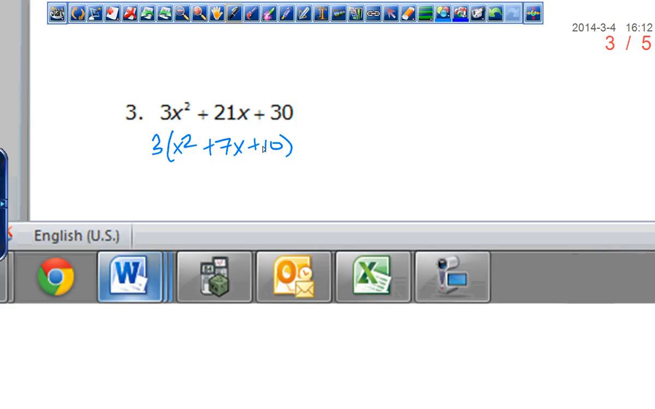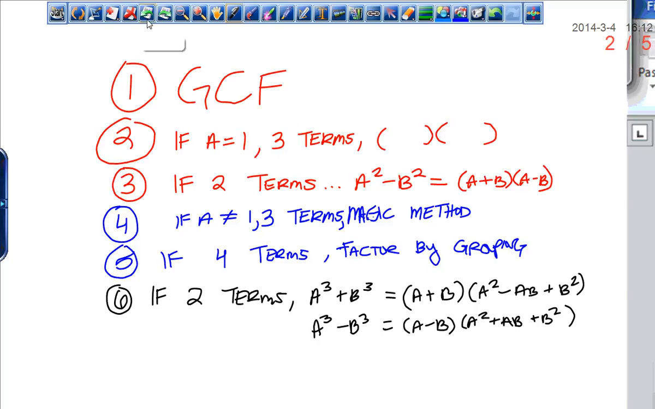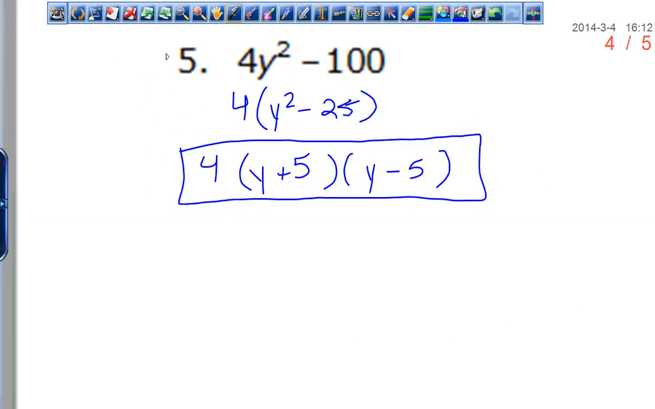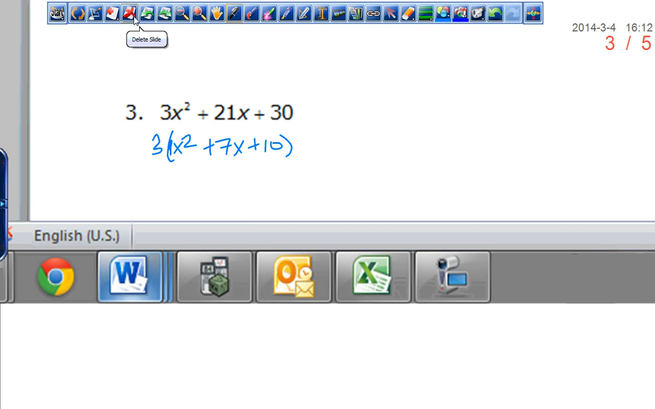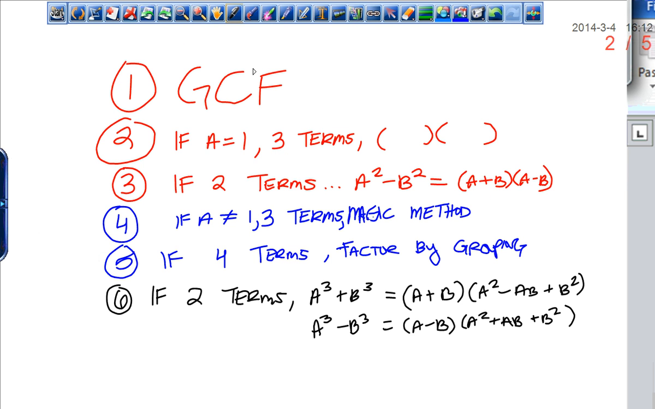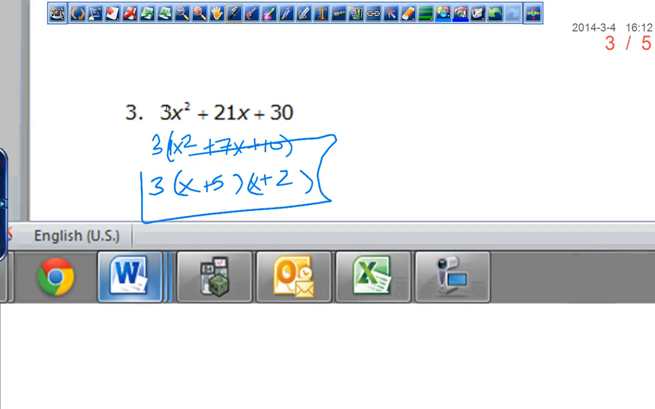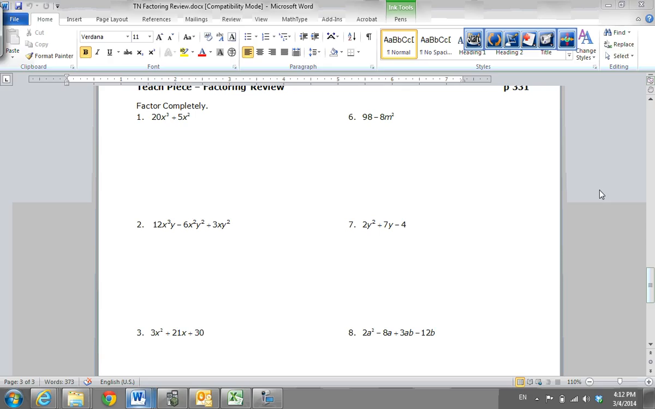But now we're going to go back to that if a is 1. A being 1 is this guy right here, then we're going to use the AC method, or sorry, not the AC method. Then we're just going to do our two little parentheses. So I've got my 3 still out there. And then what times what makes x squared? x and x. What times what makes 10? 5 and 2. Alrighty, let's go on.